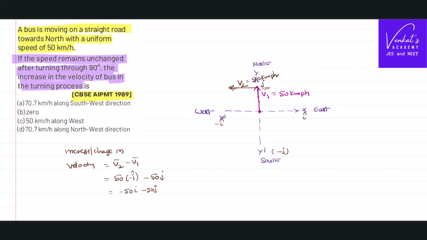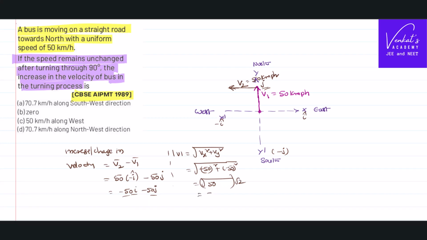You cannot just add both of them because they are along different directions. So to get the change in velocity, we shall find the magnitude of the vector. The magnitude of a vector is the root of x component squared plus y component squared plus z component squared. This has no z component. So minus 50 whole square plus minus 50 whole square, that is 50 square and another 50 square.